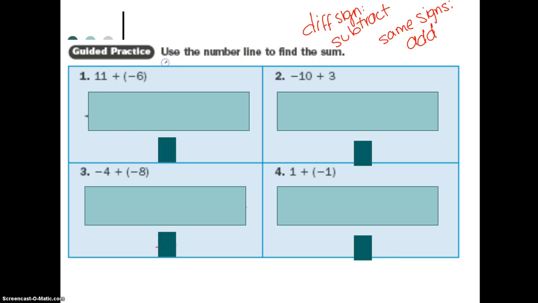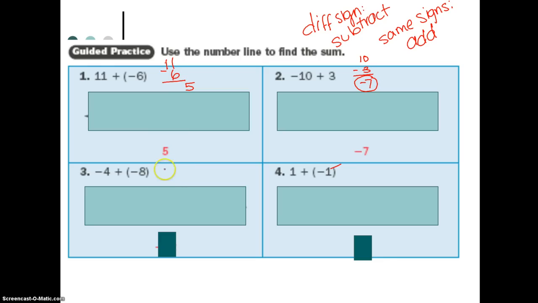Number 1, different signs, so I want to subtract. You end up with 5. Which number was bigger? Well, 11 is bigger than 6, so 11 is positive. Your answer is positive 5. Number 2, different signs, so you want to subtract. You end up with 7. Between 3 and 10, which one was bigger? 10. Go back and you can see that it was a negative, so your answer is a negative 7.